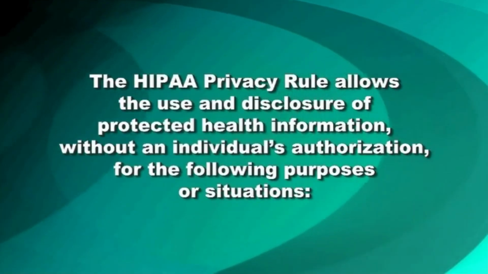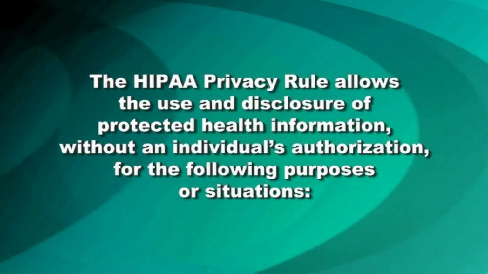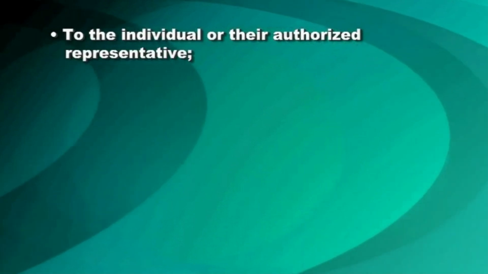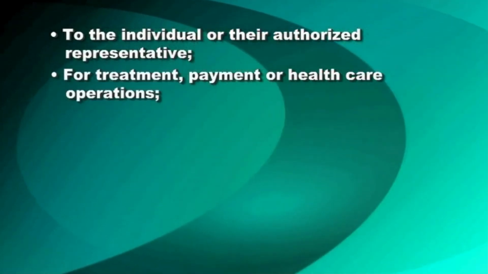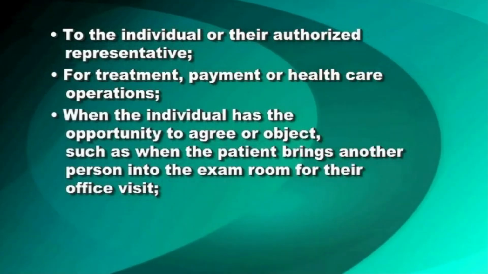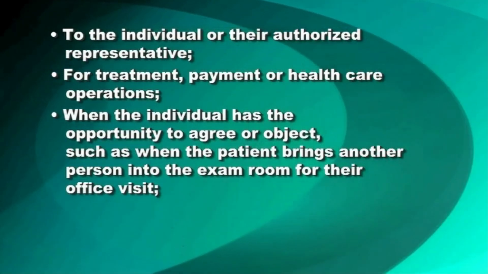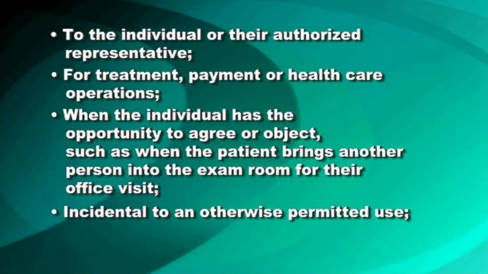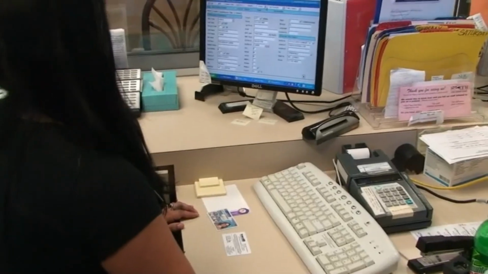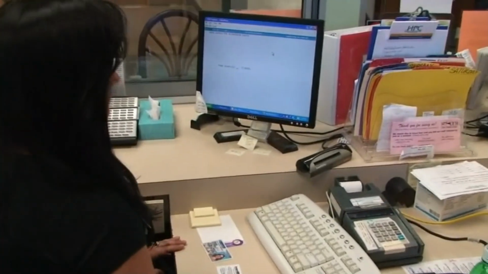The HIPAA privacy rule allows the use and disclosure of protected health information without an individual's authorization for the following purposes or situations: to the individual or their authorized representative, for treatment, payment, or healthcare operations, when the individual has the opportunity to agree or object, such as when the patient brings another person into the exam room for their office visit, incidental to an otherwise permitted use, and for the purpose of research or public health.